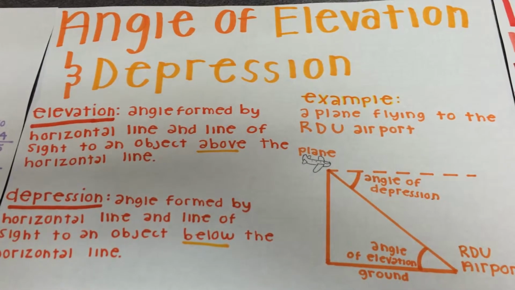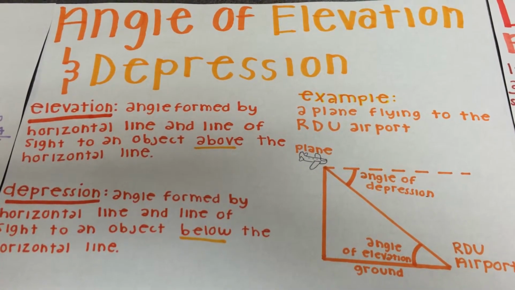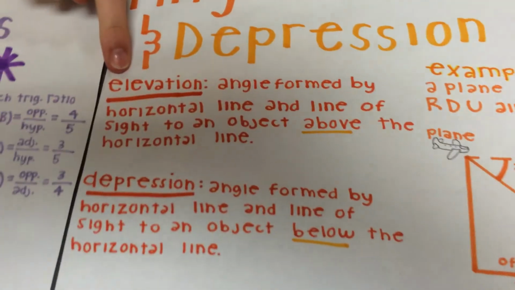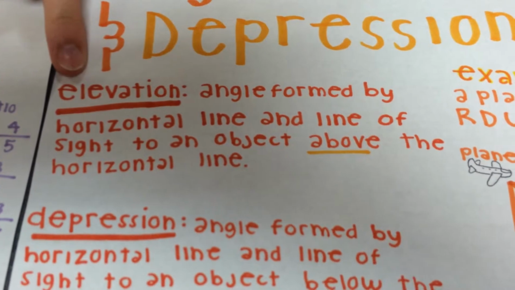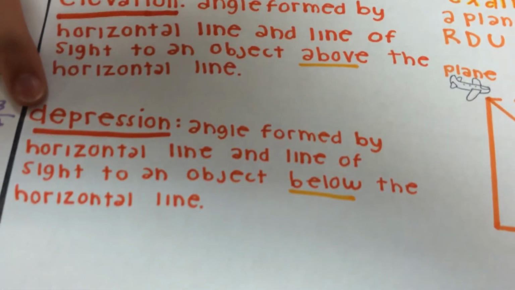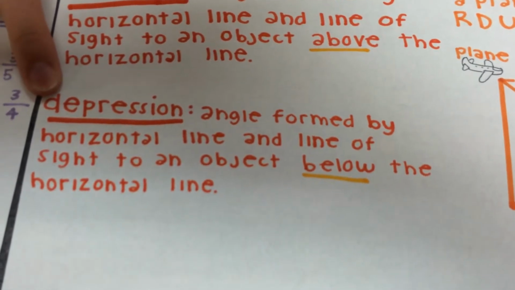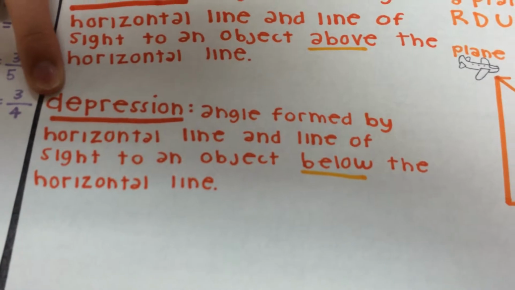Something you may see in a real-life situation is angle of elevation and angle of depression. Angle of elevation is the angle formed by the horizontal line and the line of sight to an object above the horizontal line. Angle of depression is the angle formed by the horizontal line and the line of sight to an object below the horizontal line.